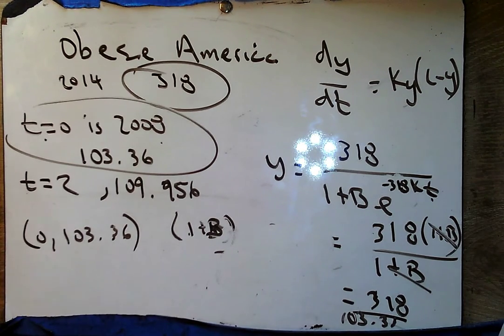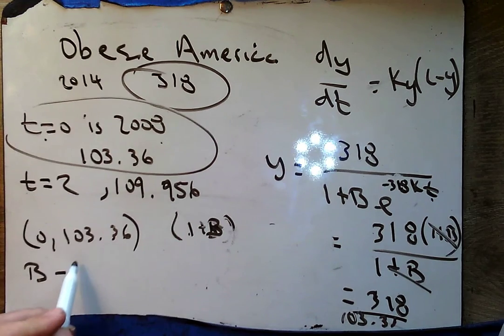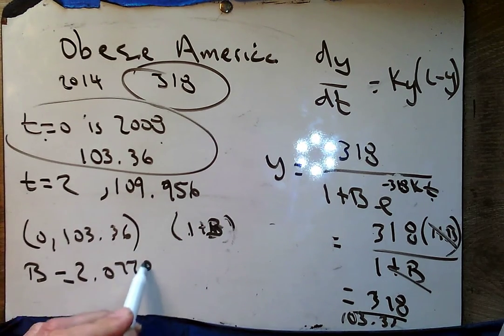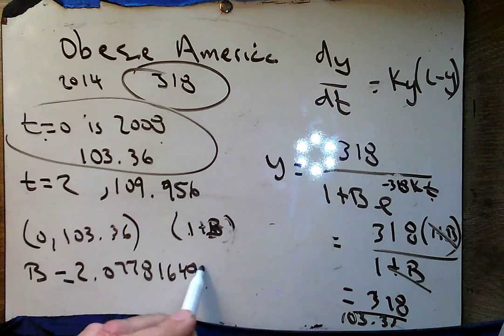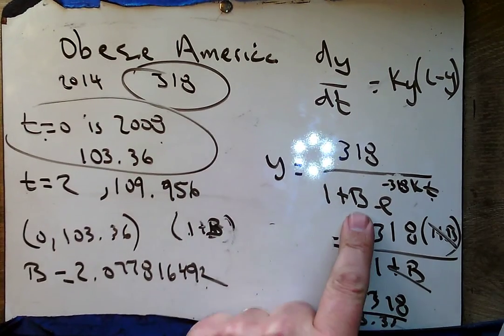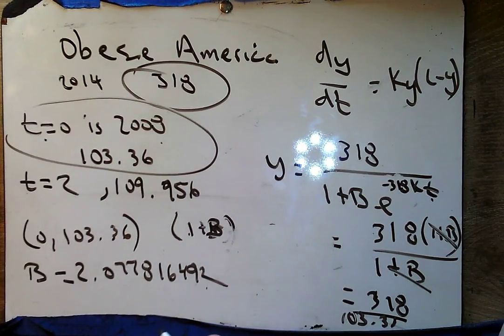So what's my b value? 318 divided by 103.36 is 3.077816492. But that's 1 plus b, so I need to subtract 1 from that. And I end up with b equals 2.077816492. So I got my b value. It goes in there. Nice. Okay, this goes in. All right.